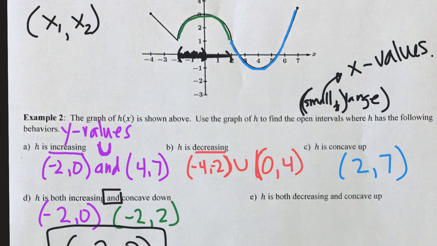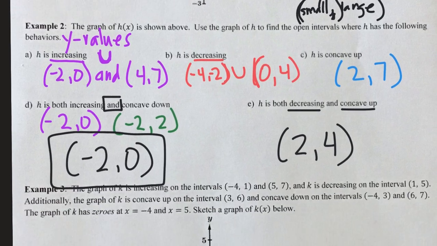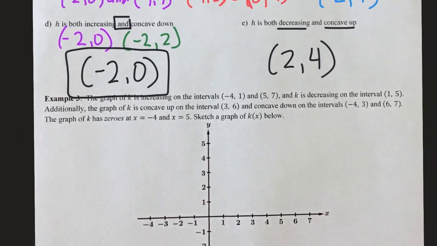And E says where it's both decreasing and concave up. That's going to happen from 2 to 4. Okay? So it has to do both of them. So that's a smaller interval. It's concave up from 2 to 7, but it's decreasing from 2 to 4. So it's doing both of them from just 2 to 4. Excellent job.